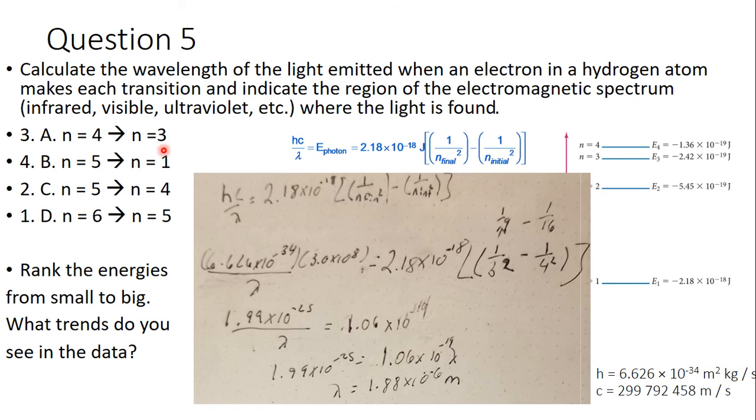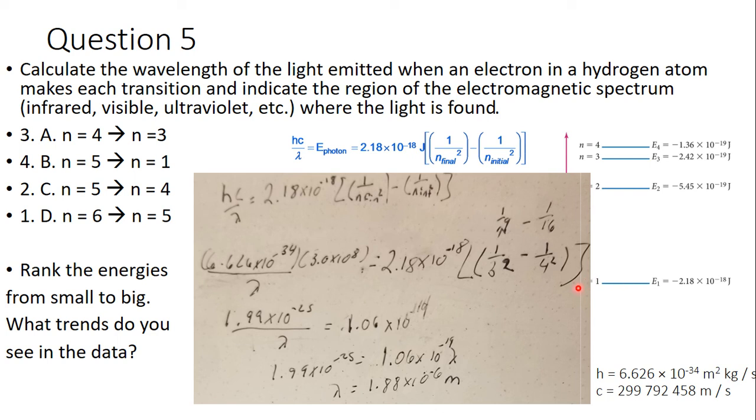And you should do that for B, C, and D as well, so we can get used to using this equation. And the question is, rank these energies from small to big. Well, your smallest is 6 to 5, followed by 5 to 4, then 4 to 3, and 5 to 1. And the trend is best shown in this image.